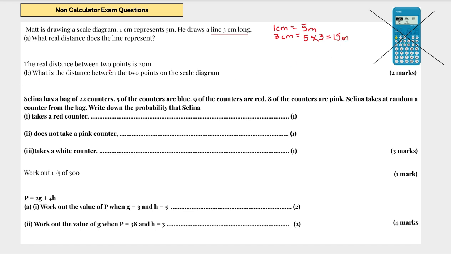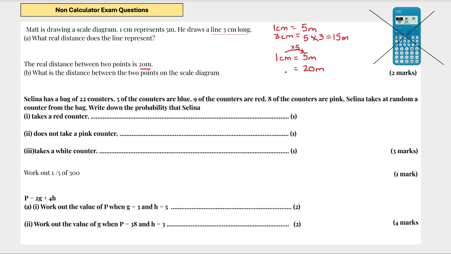The real distance between 2 points is 20 metres. What is the distance between the 2 points on the scale diagram? So we're still using the same scale, but this time it's telling us 20 metres. So let's just pop that in here. So how did we get to 5 to start with? Because we're going to find out our centimetres, this missing bit. So we did this, well, you times by 5, didn't you?